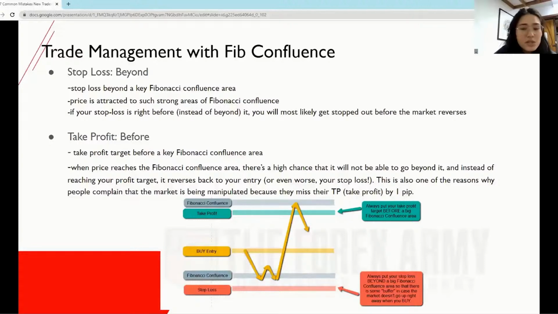And the reason for this is because when price reaches the Fibonacci or support and resistance area, there's a high chance that it will not be able to go beyond it. And instead of reaching your profit target, it reverses back to your entry or even your stop loss. So this is also one of the reasons why people complain that the market is being manipulated, because they miss their take profit by 1 pip.